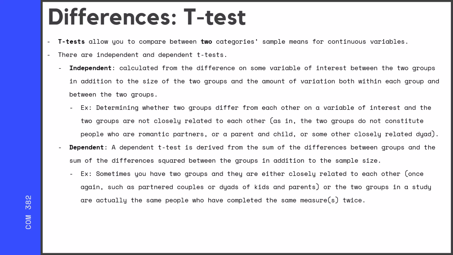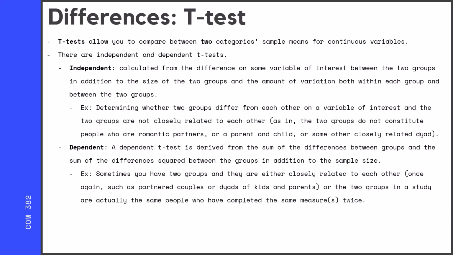An independent t-test is calculated based on the size of the two groups and the amount of variation between the two groups. So these are groups that are not related to each other at all. In a dependent t-test, the groups are closely related to each other, like two parts of a partnered couple or a kid and their parent, where you would expect the results to be really similar to each other.